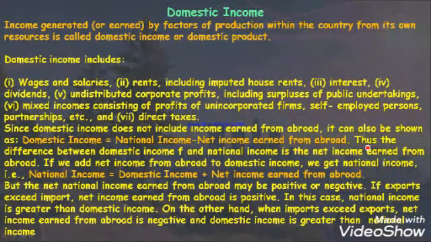So now let's talk about domestic income. First of all we need to know the word domestic. What do you mean by the word domestic? Domestic means household, so I can say household income. Income generated or earned by factors of production within the country from its own resources.